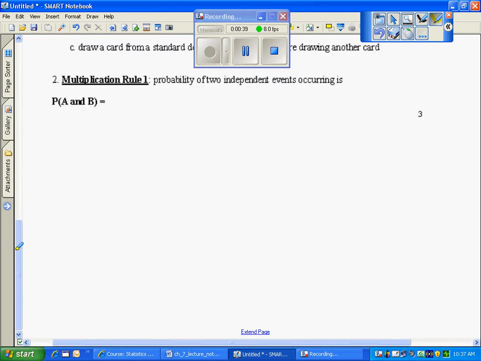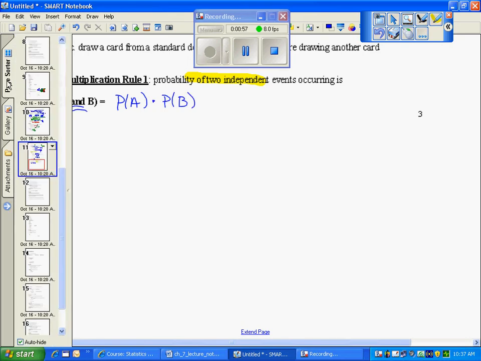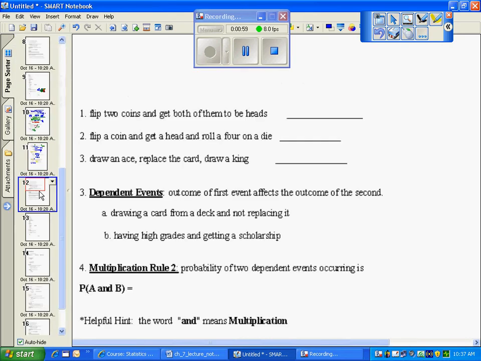If the events are independent, not affecting each other, we have a rule that says the probability of A and B is going to be the probability of event A times the probability of event B. Again, the "and" situation is what we want to make sure we understand is multiplication. It's less likely to happen.